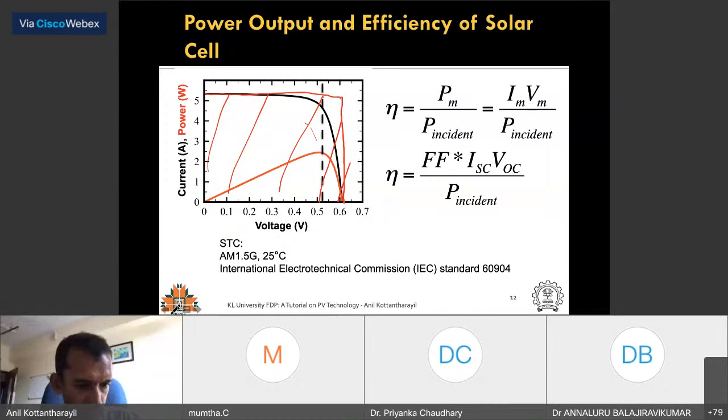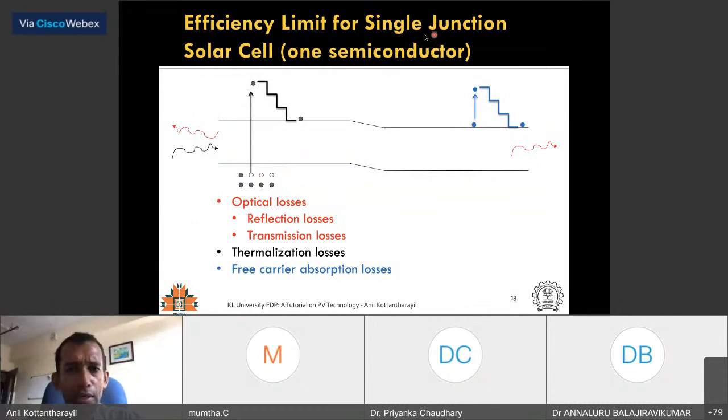Now let me do this. There are some fundamental efficiency limits for what is called a single junction solar cell, the solar cell that we have seen so far. They come from these factors, first optical losses. Optical loss means that this is the front side of the solar cell, the semiconductor, and this is the back side. Of the light that is incident, a small fraction would be reflected back, so you lose some light.